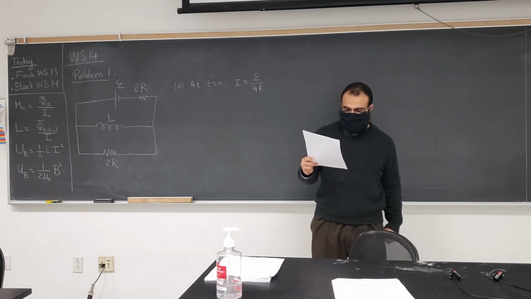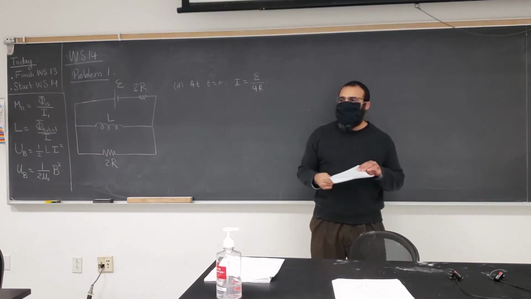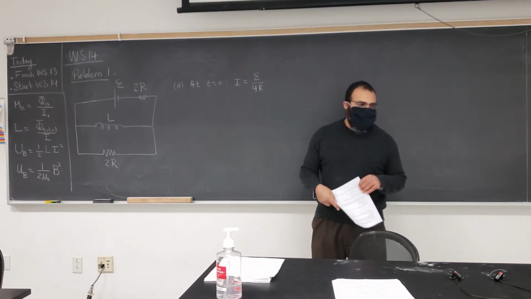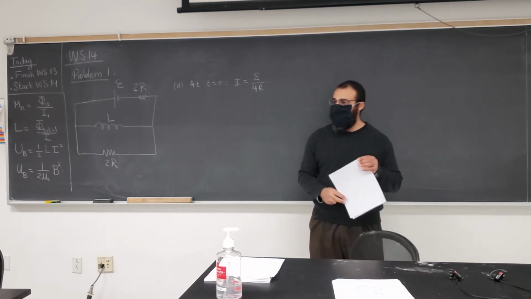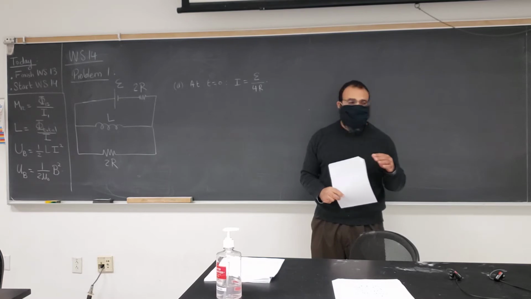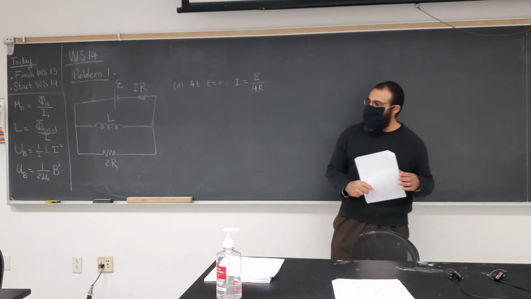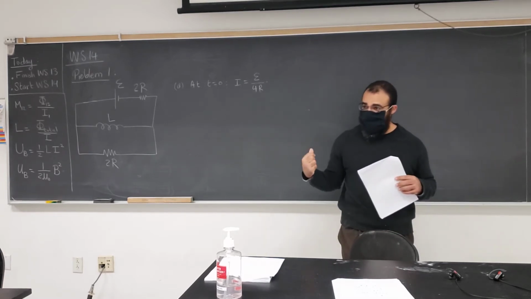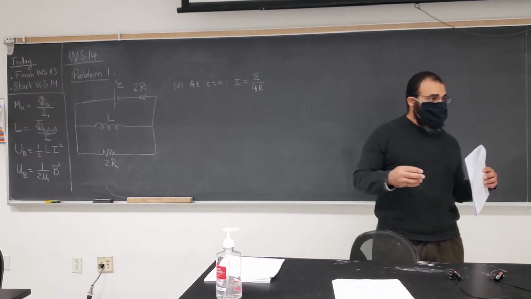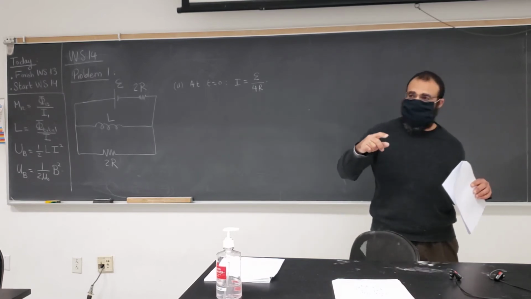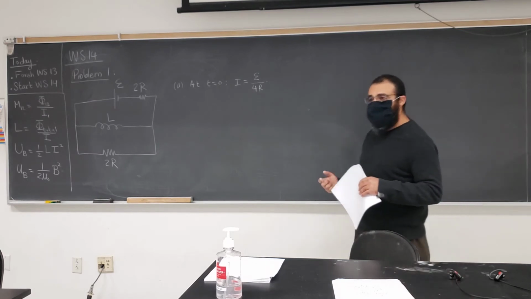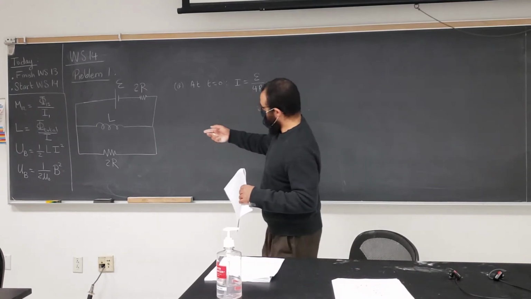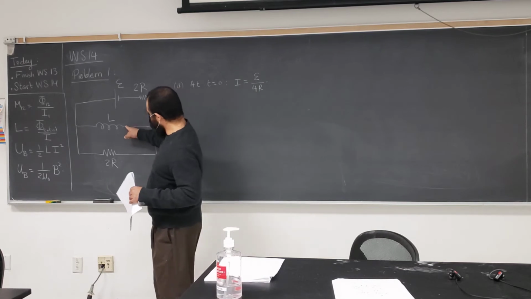Okay. How about part 2? After a long time, what do we know about the inductor? The current now stabilizes, right? You'll have a constant current. The inductor resists change. So at t equal to infinity, after a long time, the current has a constant value. It's no longer changing. So what happens is the inductor simply becomes just like a wire.